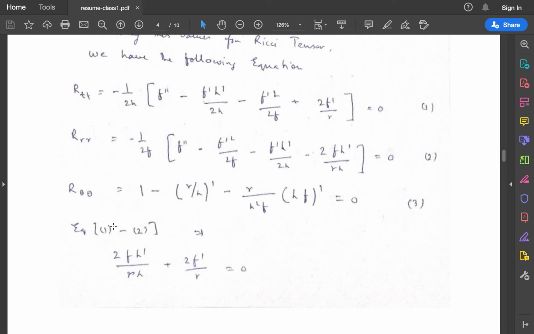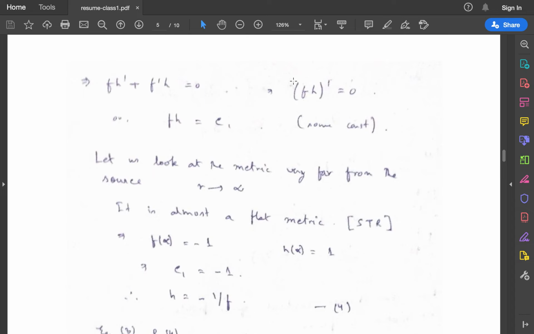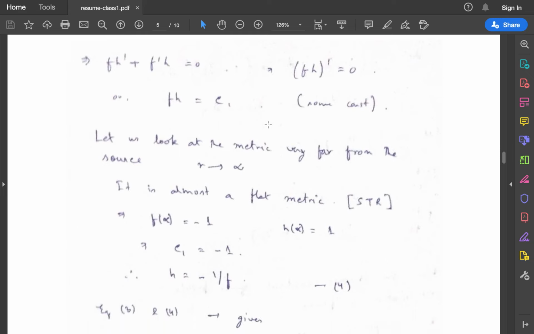First, what we do is subtract equation 2 from equation 1, which will give us this simple equation: 2fh'/rh plus 2f'/r equal to 0, which is very easy to solve and which will give us (fh)' equal to 0. If I integrate it, then we will have fh equal to c1, some constant.